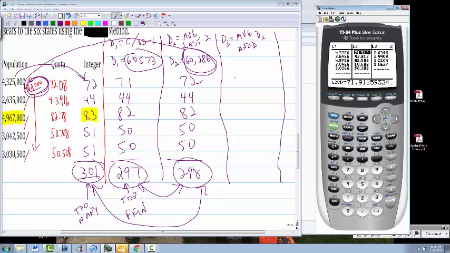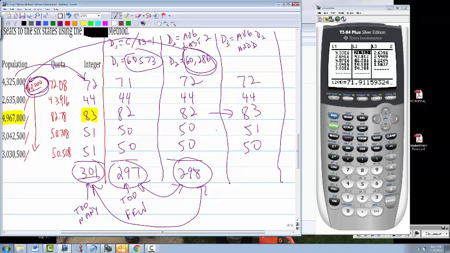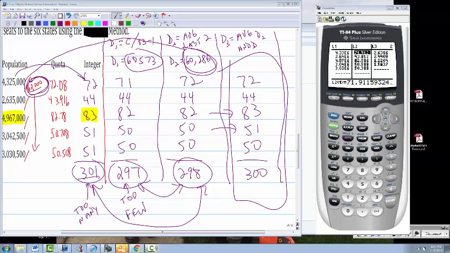71.92, there is something wrong. 71.92, 72. 43.8, still that 44. 82.5, what does that become? 83. 50.5, what does that become? 51 and 50. How many did I add from this previous list? 1, 2. Is it over? It's over. This is how we're going to do it. This is how we do it.